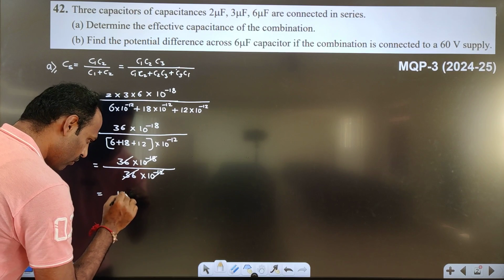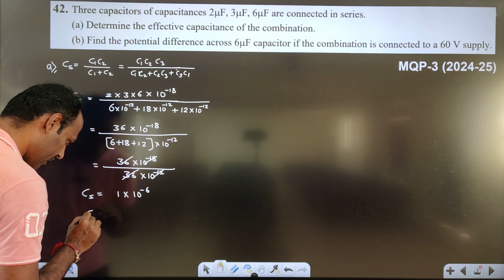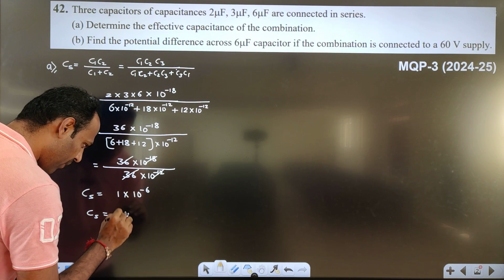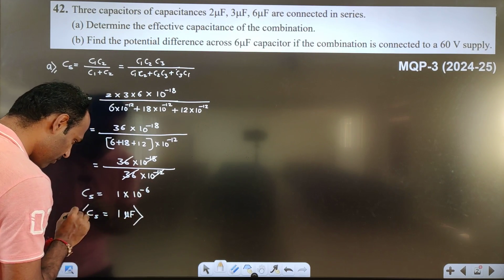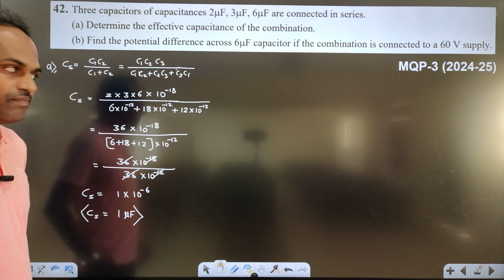What will be the remaining thing? 1 into 10 to the power minus 6. This much will be the capacitance, or I can simply write it as 1 microfarad, right? So this much will be the effective capacitance of 3 capacitors which are connected in series.